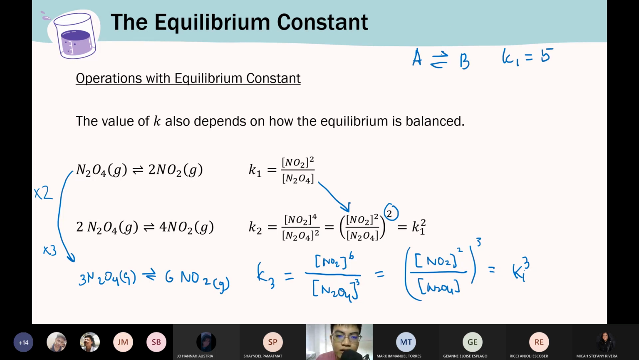Okay. So, if A in equilibrium with 3B is equal to 5, what do you think will happen if I have 2A in equilibrium with 6B? What is my K value? Okay? What's my K value kaya? So, if my original K is 5, if I multiply the equation by 2, what is my new K? What is my new K?